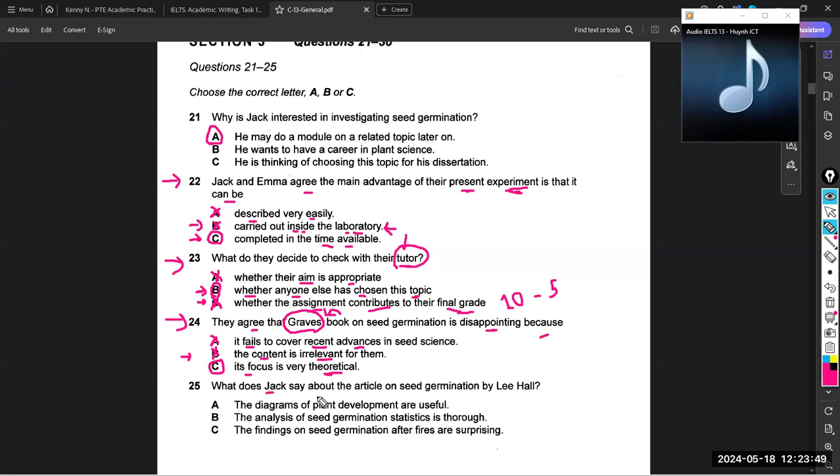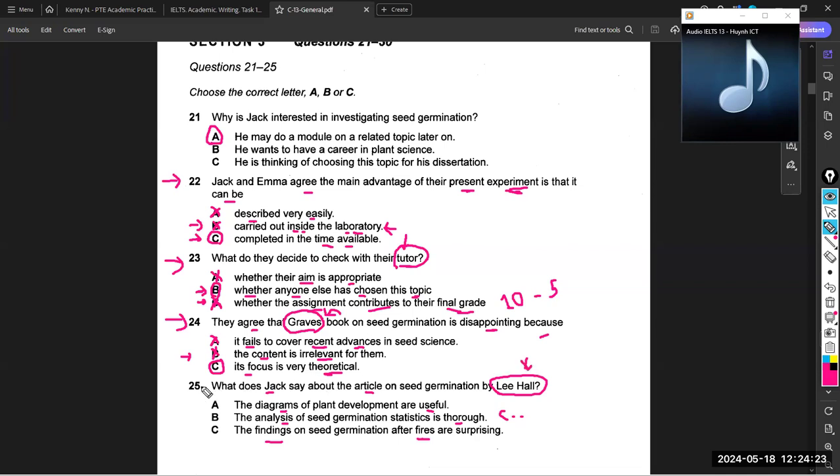Now the final one. What does Jack say about the article on seed germination by Lee Hall? Lee Hall is a name, absolutely, it is a keyword. So what is it? Is it because the diagrams of plant development are useful? Or maybe the analysis of seed germination statistics is thorough, complete. Or maybe the findings on seed germination after fire are surprising.